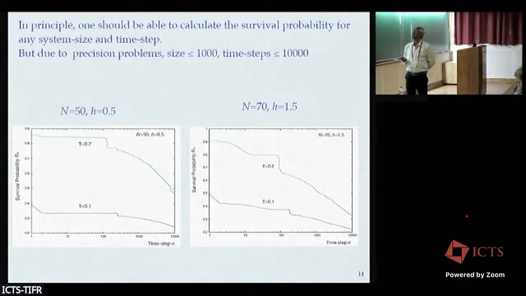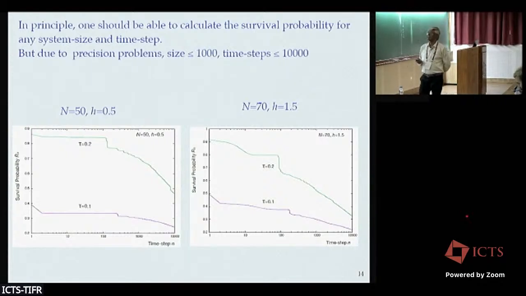Now, in principle, one should be able to calculate the survival probability for any system size and time step. But due to precision problems, we had to be confined to sizes less than 1,000. We could not exceed 1,000. Maybe we are still trying to extend this limit. And time steps also, we could not go beyond 10,000. There was an issue of numerical error.